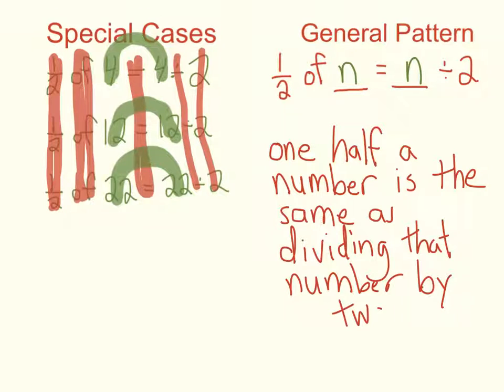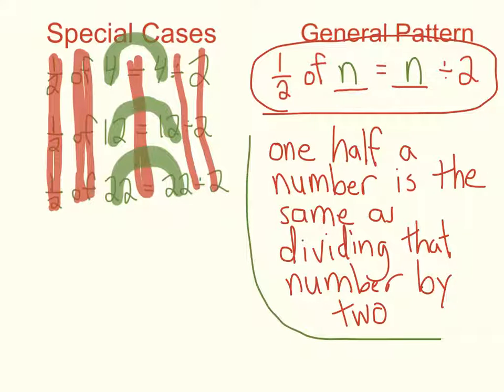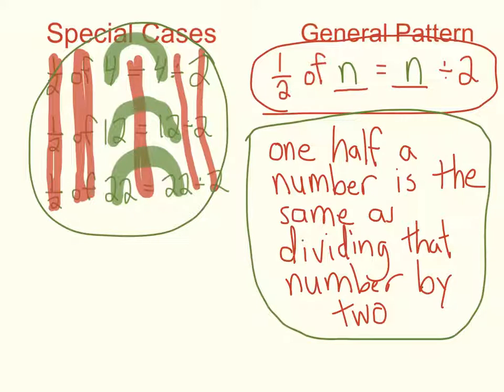So now I have the general pattern as a number sentence, 1/2 of n equals n divided by 2. And I also have it in words: 1/2 of a number is the same as dividing that number by 2. So I have it in words, I have it as a number sentence, and then I have my special cases. Good luck in your work today.